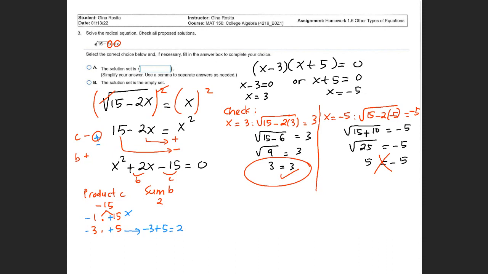Okay, so we can write down over here. The answer is only one solution, only 3. Okay, so for the square root, be careful. We have to check. Okay, now go to number 4.